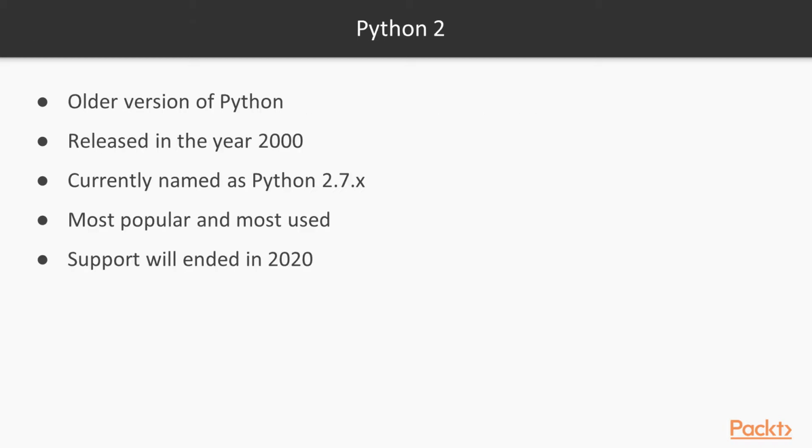Now, Python 2 is an older version of Python. It was released in the year 2000, and it is currently named as Python 2.7.x. Now, to be specific, at this current recording of this video, the current version of Python 2.7.x is Python 2.7.14. Now, this version of Python is most used and is most popular because it was released a while ago.